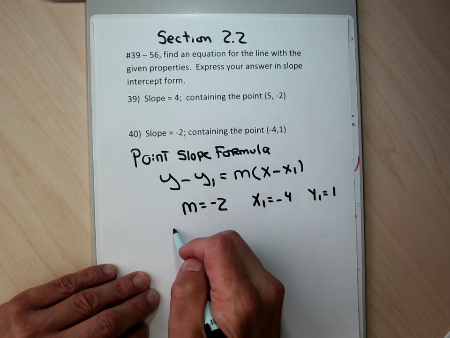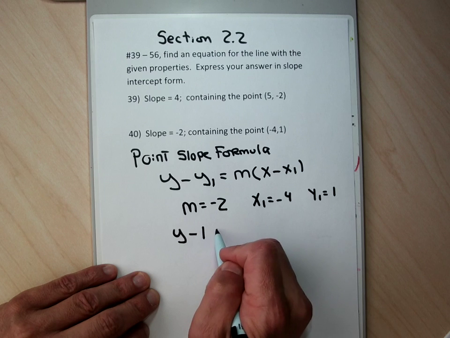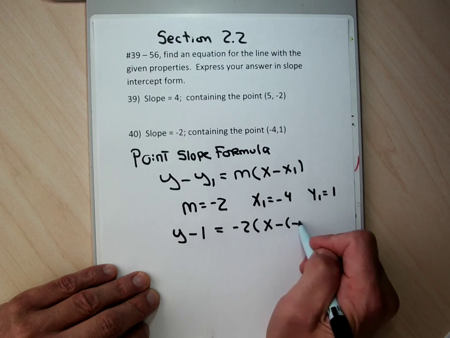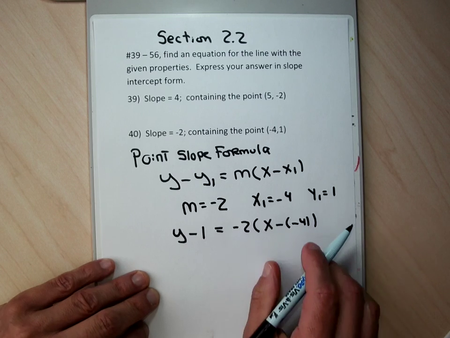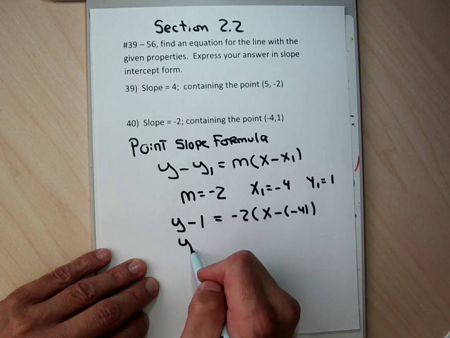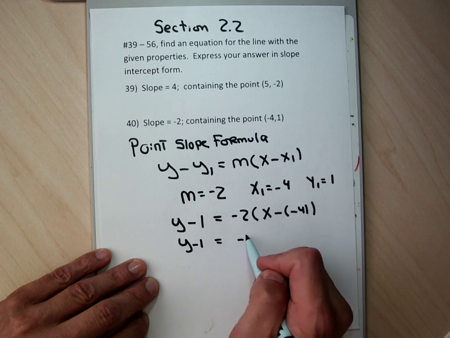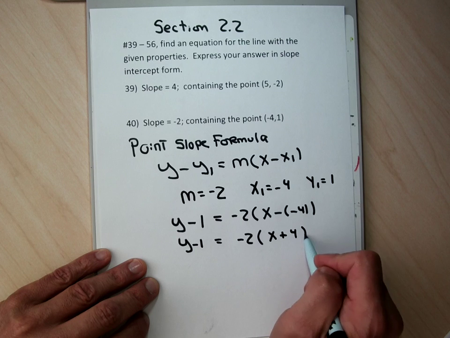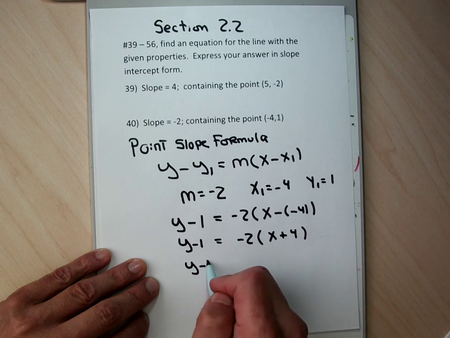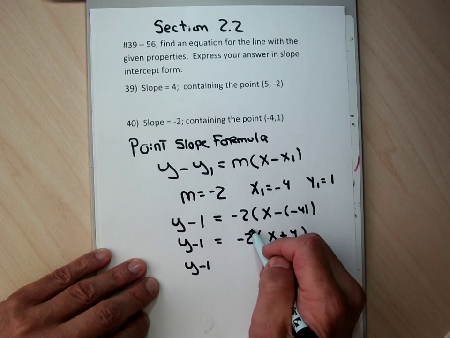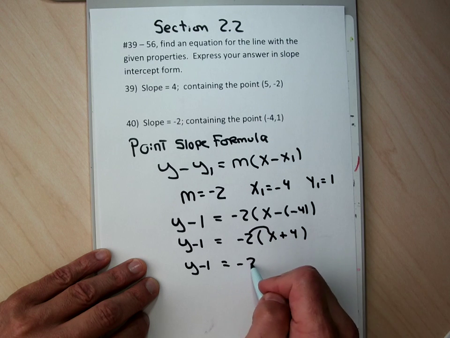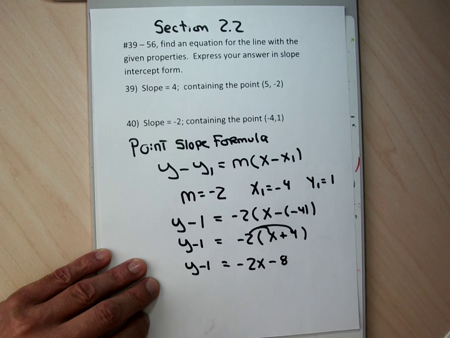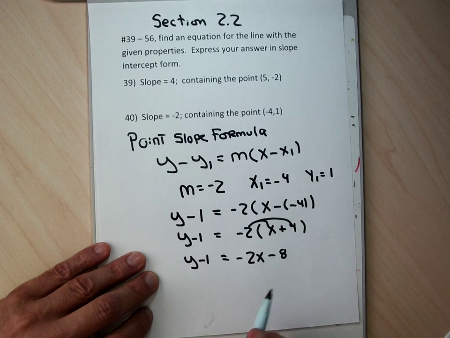So for this problem, I'm going to go y minus 1 equals negative 2 times x minus a negative 4. And then I'm going to leave the left side y minus 1. Inside the parentheses, I have a double negative. I'm going to make a positive. Still going to leave the left side with my y minus 1. I'm going to clear the parentheses by going negative 2 times x and negative 2 times 4. That gives me y minus 1 equals negative 2x minus 8.